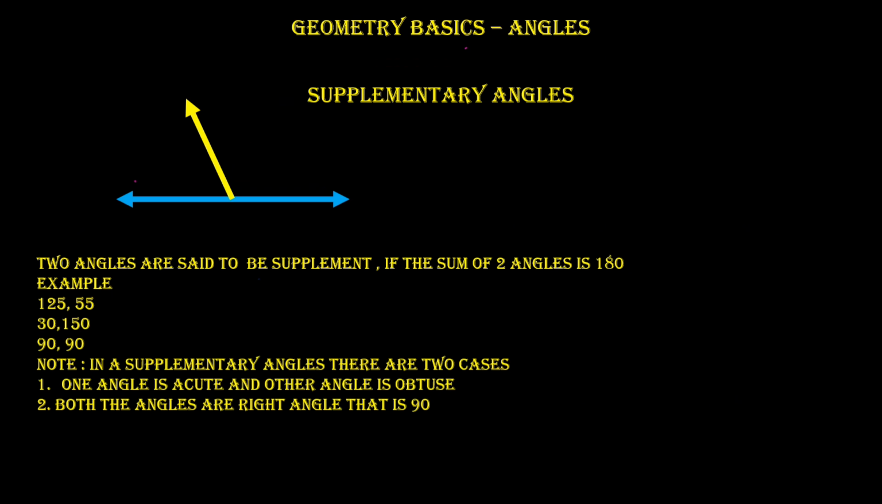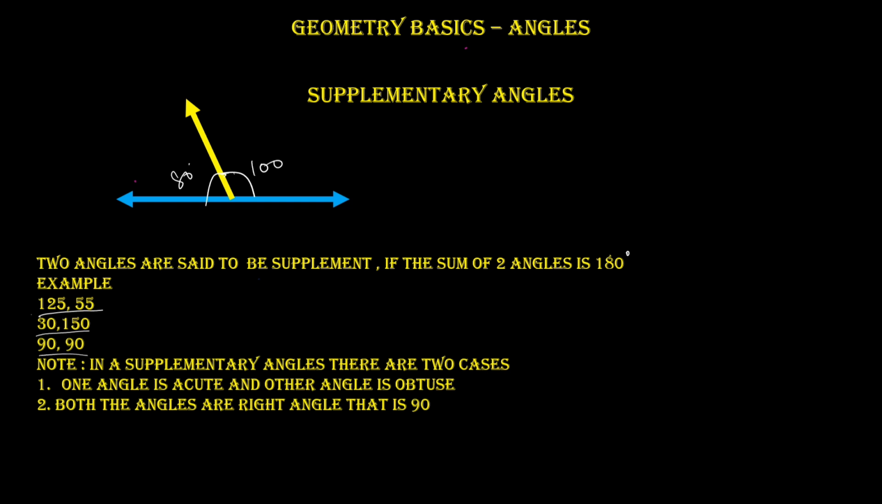Now we'll go to the next one, supplementary angle. Two angles are said to be supplementary if the sum of the two angles is 180 degree. For example, if you take 100 and 80, when you add, you will get 180, right? Examples are 125 and 55, 30 and 150, and 90 and 90.